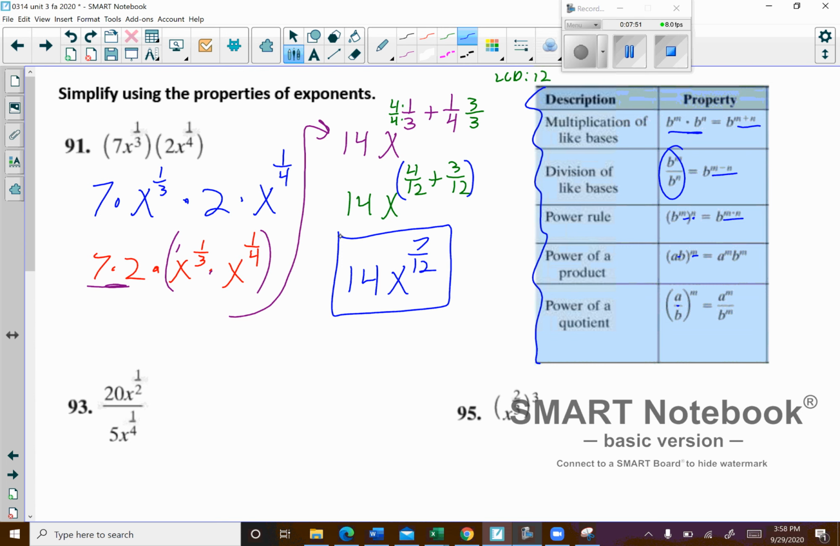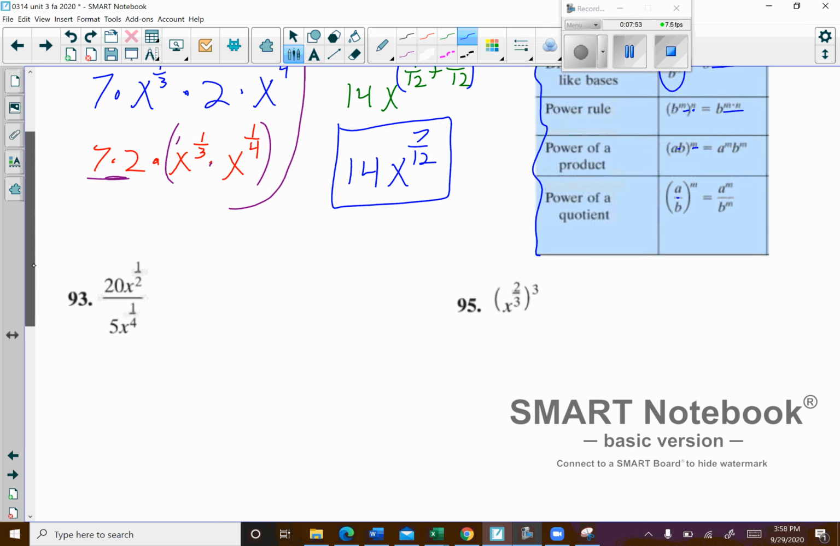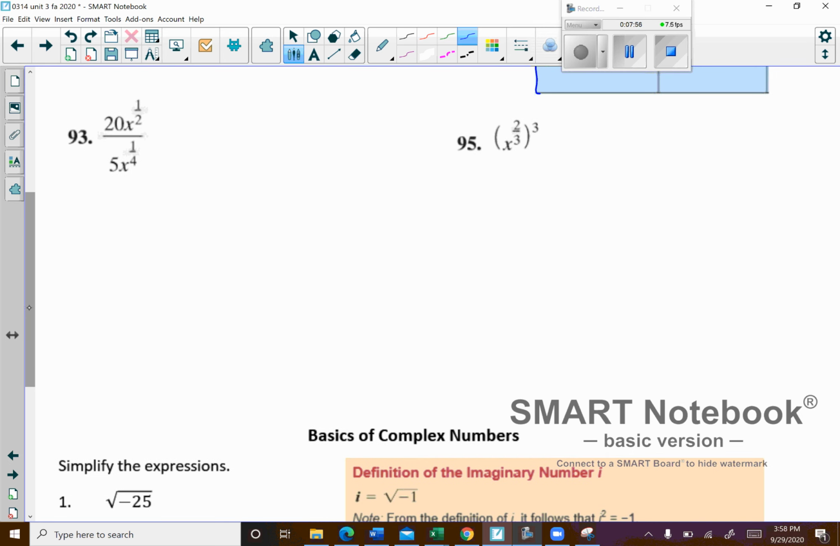So I just have a couple more of these. I've got one with division, and I've got one with the power to a power. And then the very last thing we're going to talk about is how to work around those negative square roots. Okay. So looking at 93, you can break this up. So 20 divided by 5 is 4, right? 20 divided by 5 is 4.